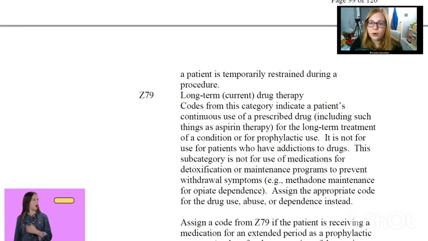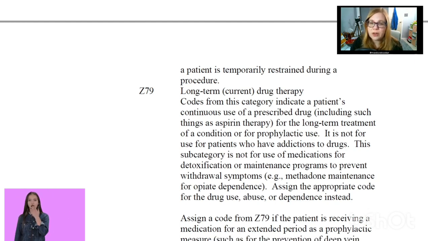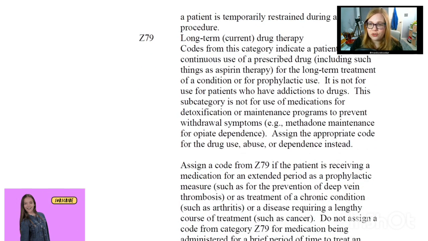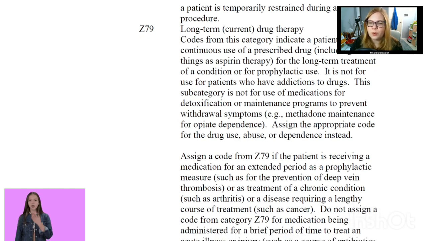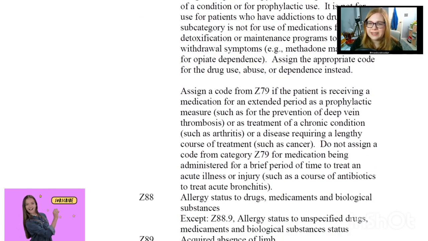Z79 is long-term current drug therapy, and codes from this category indicate a patient's continuous use of a prescribed drug, including things like aspirin therapy, for the long-term treatment of a condition or for prophylactic use. It is not used for patients who have an addiction to drugs. This subcategory is not used for the medications for detoxification or maintenance programs to prevent withdrawal symptoms, such as methadone. Assign the appropriate code for the drug use, abuse, or dependence instead.